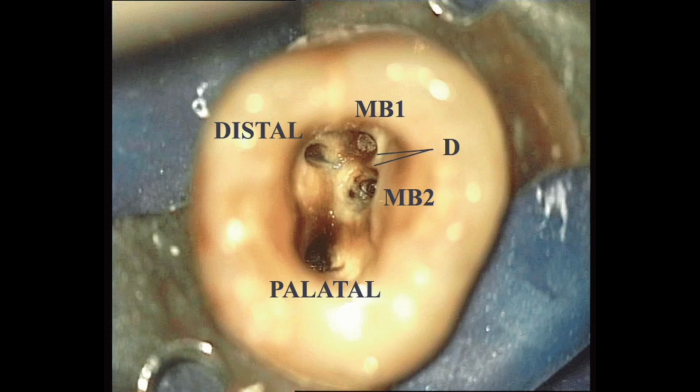Though MB2 may be very near to MB1 or sometimes near to palatal canal, MB2 is present almost every time. In this case, the orifices were very close, but they were two separate canals.